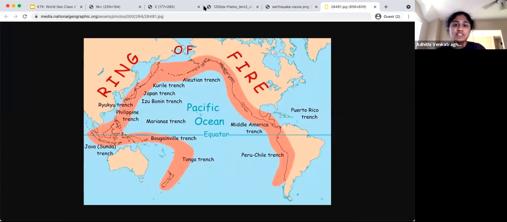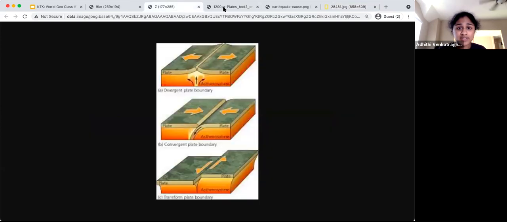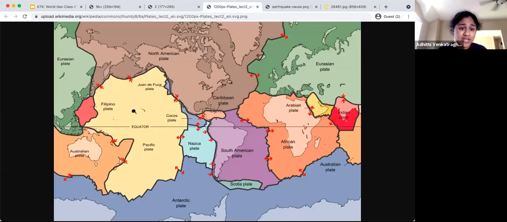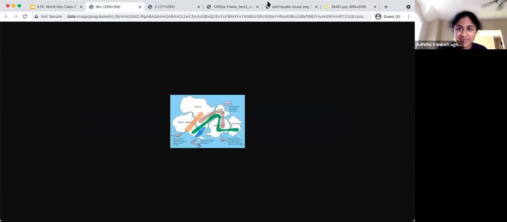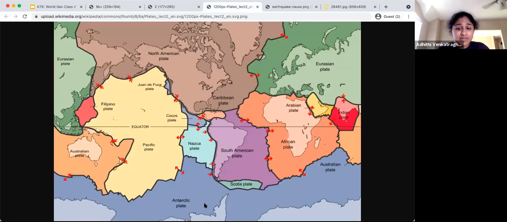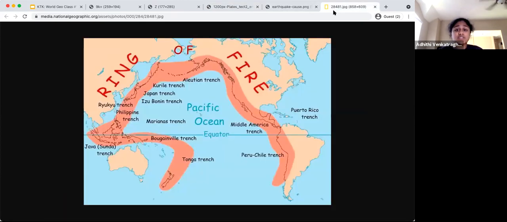One more important thing you will need to know for geography is the Ring of Fire. The Ring of Fire is an area where the Pacific plate meets the Nazca plate and the South American plate, and it also goes along the Filipino, Juan de Fuca, and North American plates. That's why it's called the Ring of Fire, because there are so many volcanoes there.